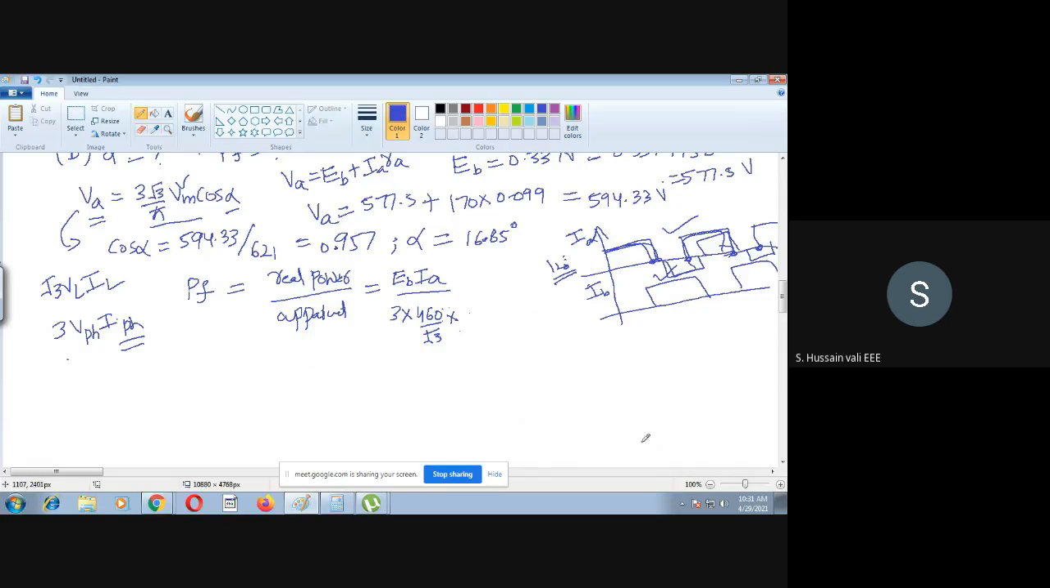You draw this yourself because only 5 minutes are left, and I want to complete this problem. I'm just giving the hint. If you don't get it, you can ask me. So what is the RMS value? You will get the phase current RMS value. I will write the formula directly: IA into the square root of pi minus alpha by pi, that is, IA times ((pi minus alpha) by pi) to the power 1 by 2. This is the formula you will get when you find the RMS value.